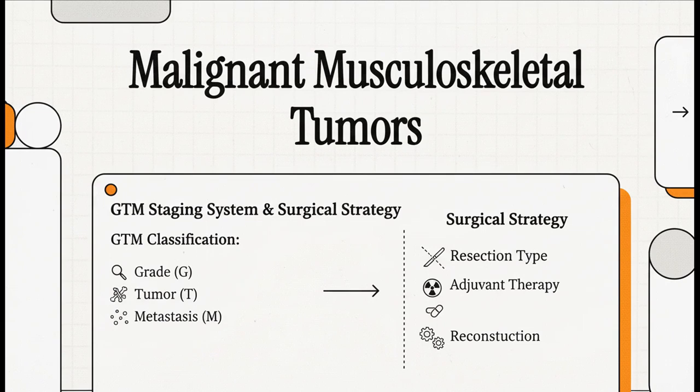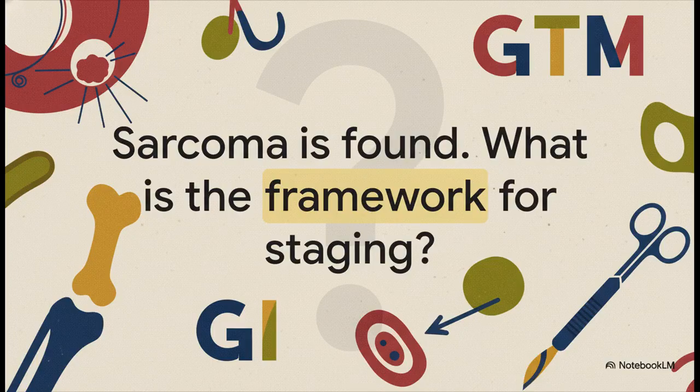When it comes to orthopedic oncology, tackling malignant musculoskeletal tumors is all about having a systematic, principled game plan. So today, we're going to break down that exact framework, from the moment you suspect a tumor all the way to surgical strategy.